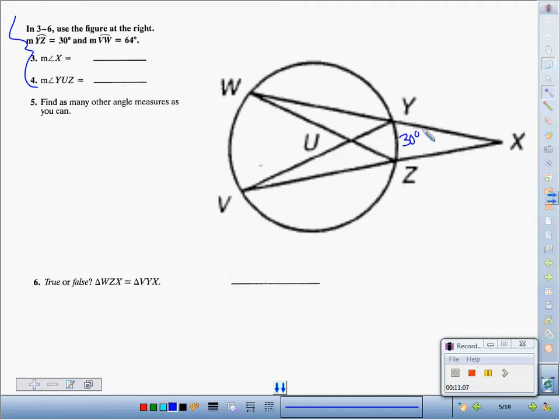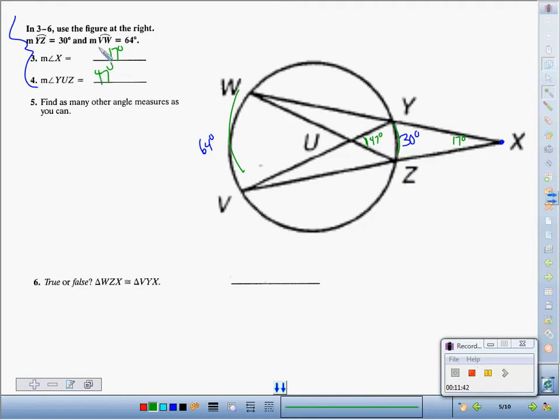Alright, so now that we're back, we knew this was 30 degrees, we knew this was 64 degrees. They asked me to find the measure of angle X, which is outside the circle. So outside means find the two arcs that are contained by it and subtract. 64 minus 30 is 34, and then divide that by 2 and get that to be 17 degrees. And then the measure of angle YUZ is right here. That's inside the circle, so add those two things together and get 94 degrees and divide that by 2, and that's got to be 47 degrees.